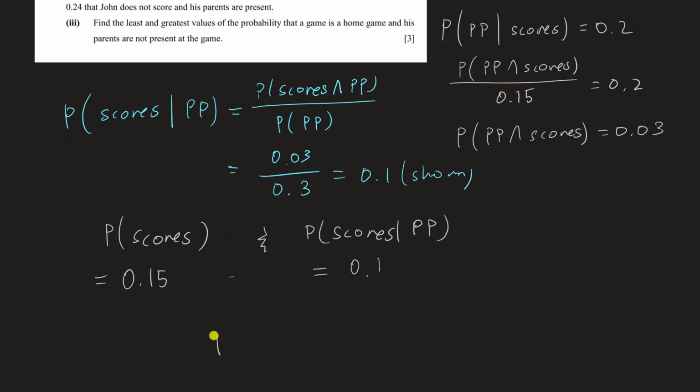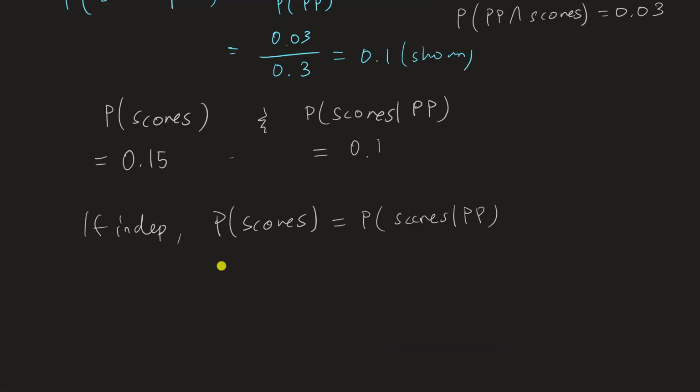If independent, then P(scores) would be equal to P(scores given that parents are there). So here, clearly they are not independent, right? Because the probability of him scoring is different from the probability of him scoring given that his parents are there. So you say, therefore, parents' presence at the game will affect scoring.